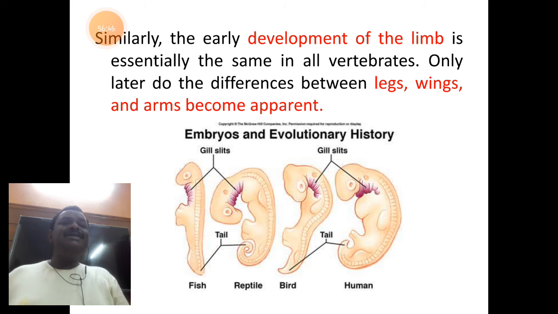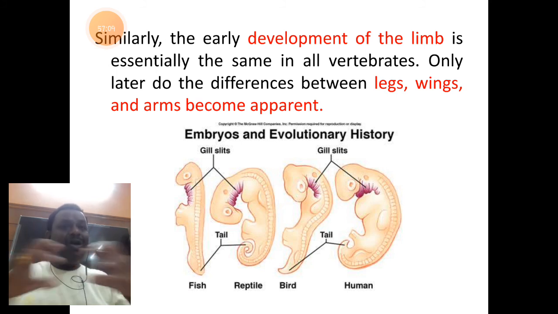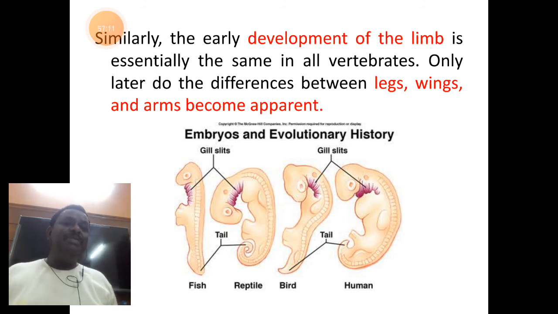Similarly, consider the development of the limb, especially in tetrapods. It remains the same at first. But later, they show differences of limbs to form the legs, then wings, then arms, which appear differently in different classes of organisms. But the basic limb structure, the limb bud, will remain common in all the organisms, as you find in the picture down here.